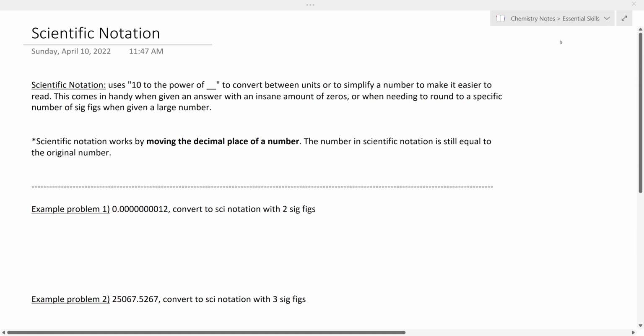Anyway, so scientific notation, essentially what it does is it uses 10 to the power of something, whether that's like 10 to the power of, say, -3 or 10 to the power of 5. It uses that to move the decimal place. So this is really helpful when you're given crazy big numbers and you need to round to sig figs, or even a number with a ton of zeros, which you kind of see here.